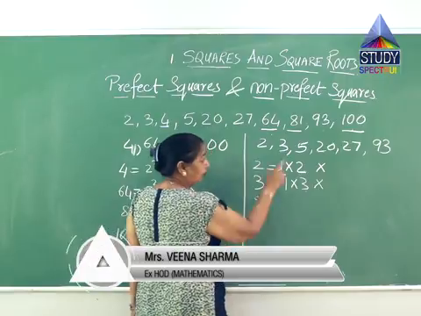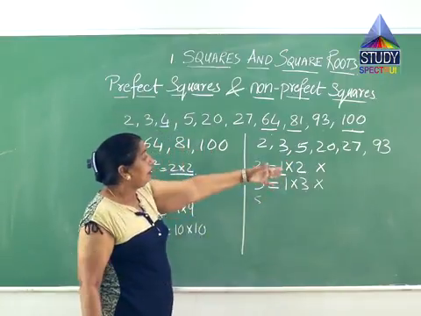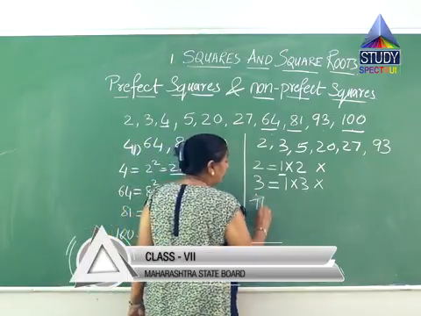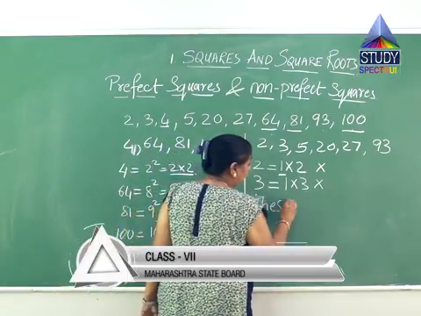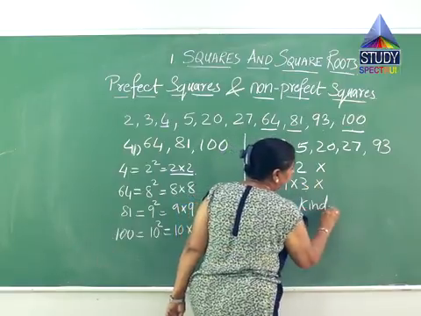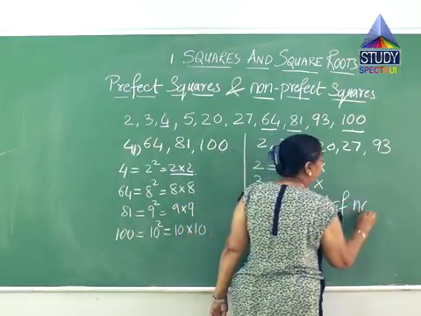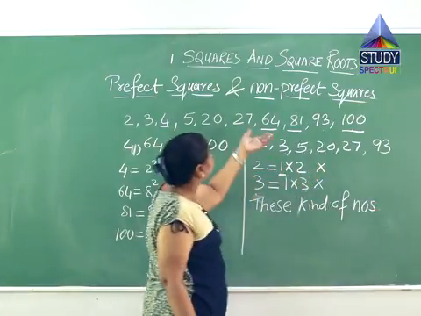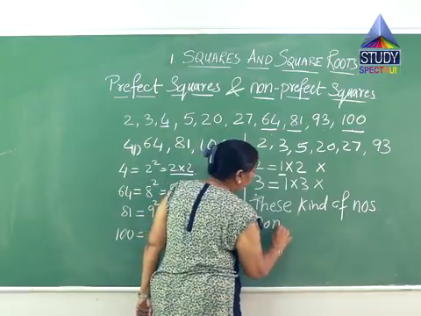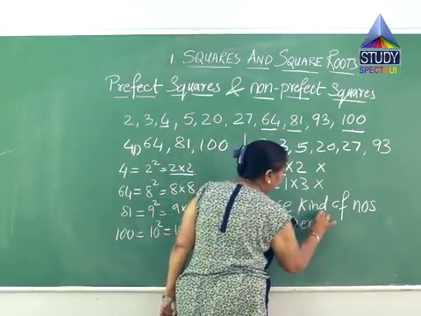Same thing with 5, 20, 27 and 93. So these kinds of numbers where no integers multiplied give me this square, these are known as non-perfect squares.